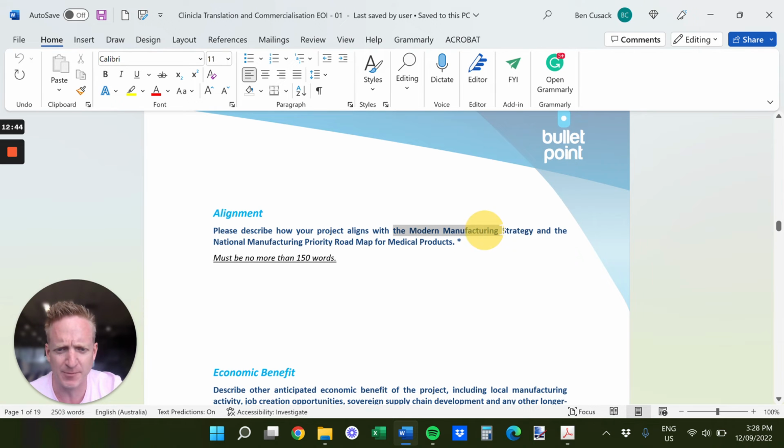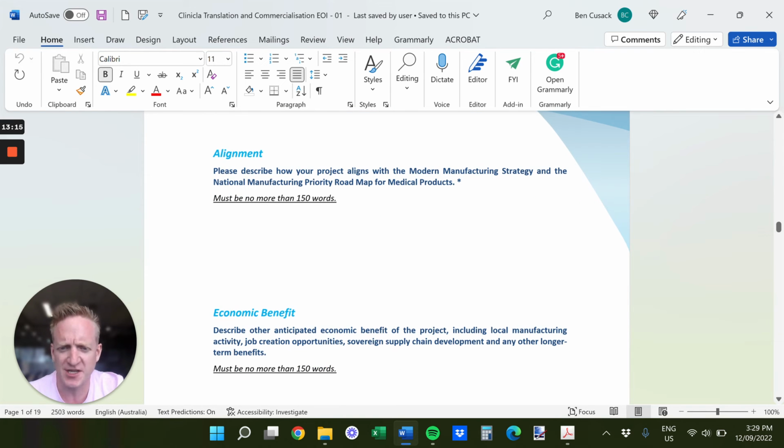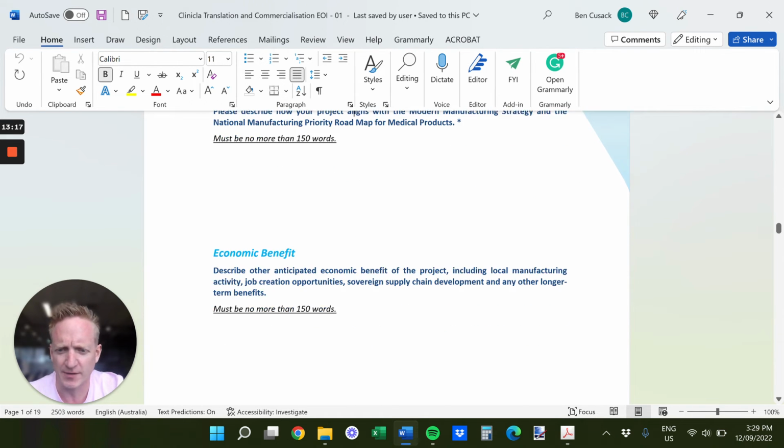And how it aligns to the modern manufacturing strategy and the National Manufacturing Priority Roadmap. So what I did here is just go and copy their text and say you will meet the modern manufacturing strategy in this key area because of this. You're in medtech, so you're meeting those priority areas anyway. If you're outside medtech, it's like, no, Australia doesn't want to make cars, for instance, or something of that nature. But medtech is one of the core priorities of the government. So just use their words and say what you're doing.